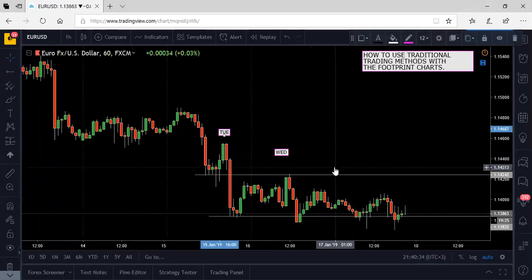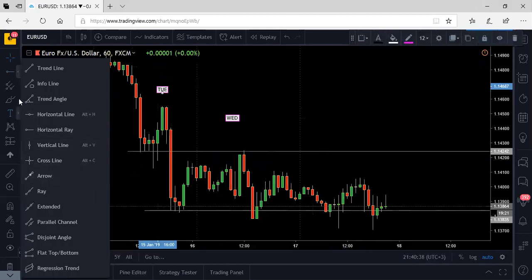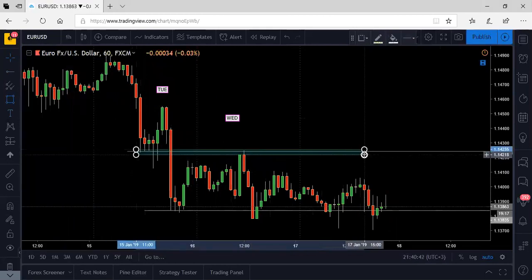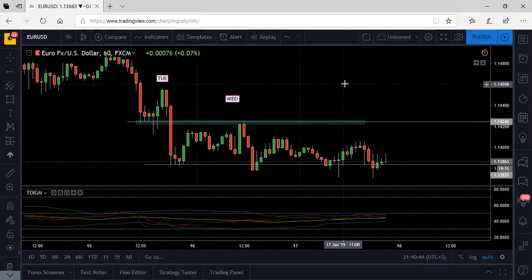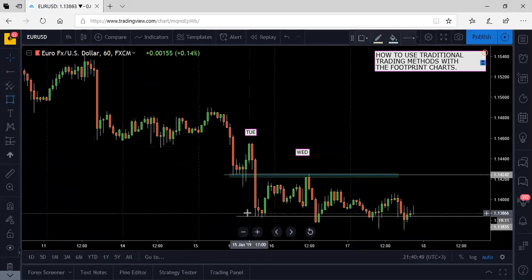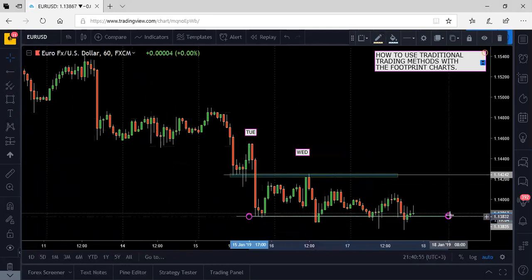So now we already have these zones, as most retail traders or other people using traditional methods use them. We have the first one, we have the second one. I'm just putting the rectangles so you can easily see them.